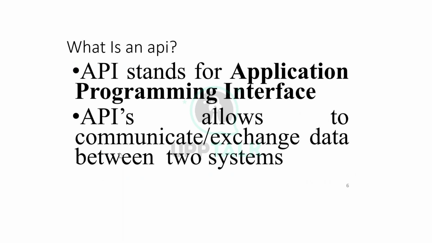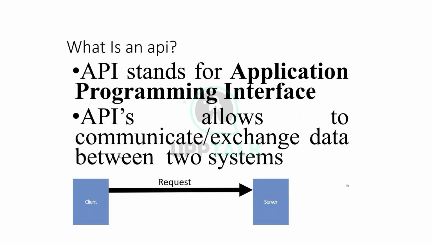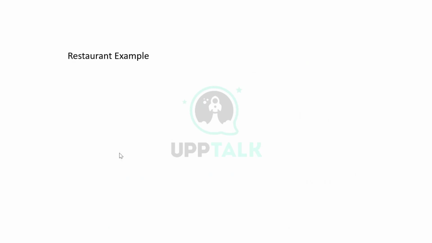What is an API? If you just look at the name, the full form of API is application programming interface. What it does exactly is allow communication or exchange of data between two systems. Let's suppose this is a client and this is a server. The client will send the request, and the server will send the response.